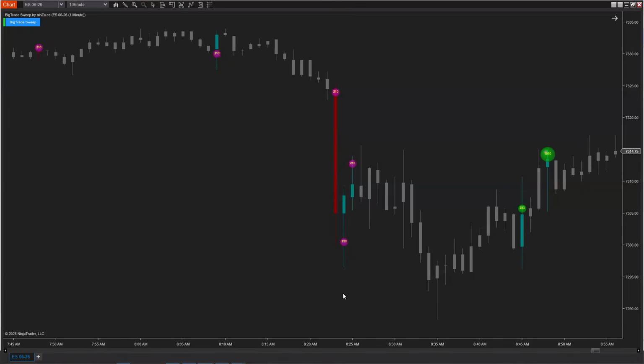What do institutions do? They need to get them out. How are they going to do it? They're going to push the price lower. Get all those retail longs out. Collect their contracts. And now pushing up. And now we start seeing buying. So again, a move begins and ends very often with the same kind of thing.